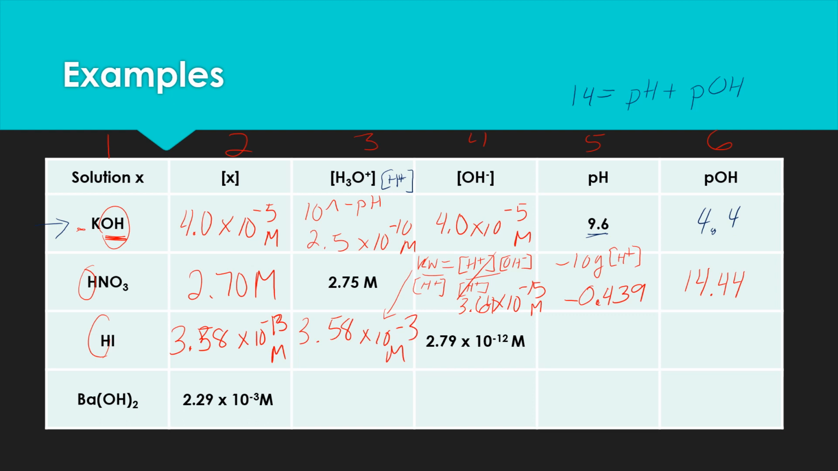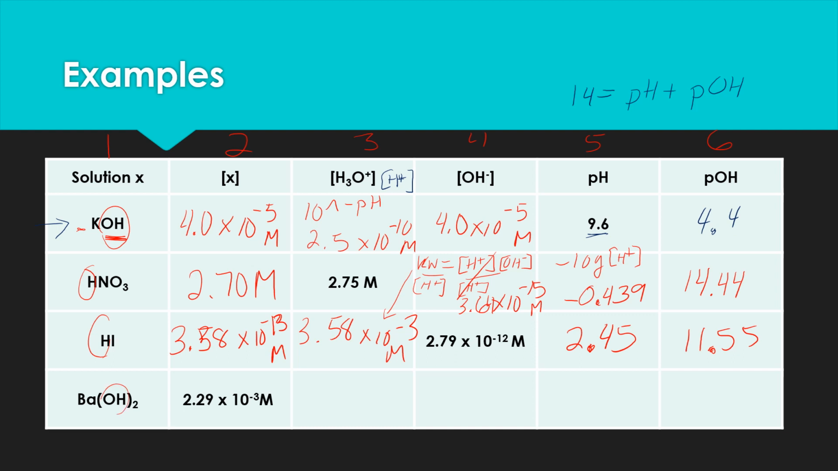Negative log of 3.58 times 10 to the negative 3. And we get a pH of 2.45. So pretty acidic. Less acidic than our previous one, but definitely acidic. And then our pOH, we can do 14 minus 2.45, and we get 11.55 for our pOH.